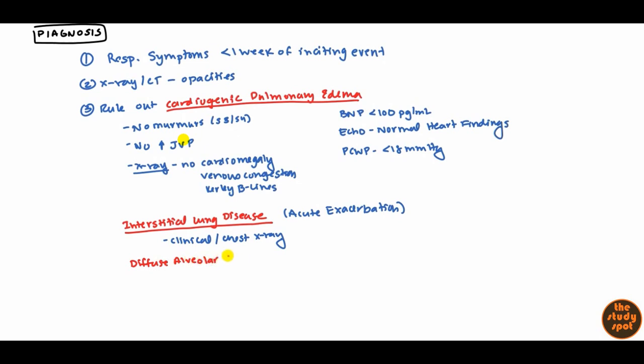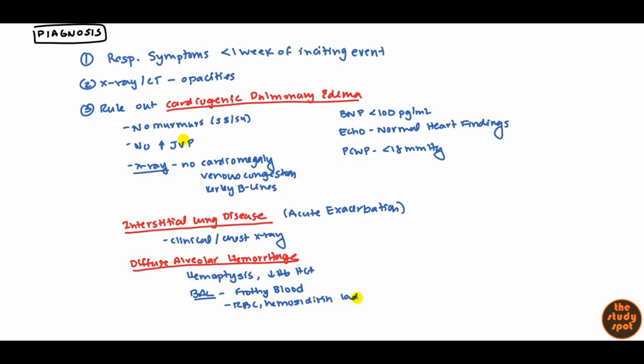Diffuse alveolar hemorrhage. In patients with this syndrome, there will be blood. So they'll have hemoptysis, coughing up blood. Also, they'll have low hemoglobin and low hematocrit because of the blood. And when you do a bronchoalveolar lavage, you'll see some frothy blood. Oftentimes you'll see RBCs, of course, and you'll see hemosiderin-laden macrophages, which is from the iron that is produced.